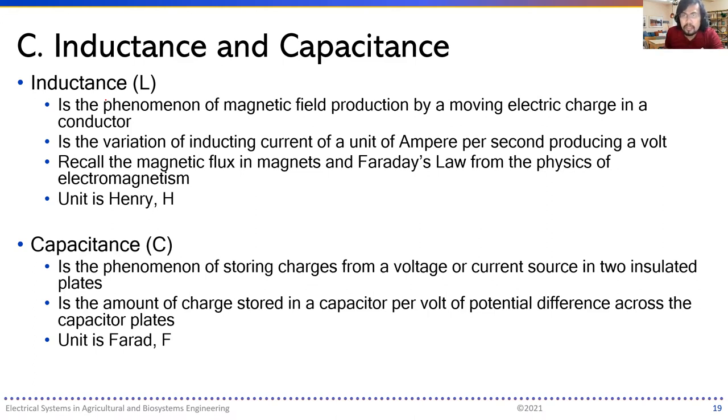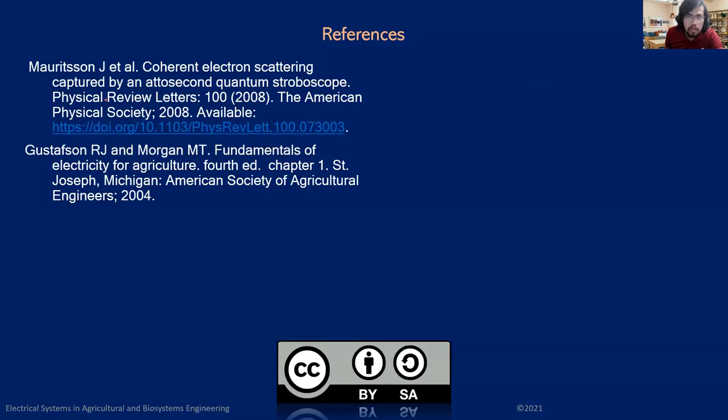All right, in the next discussion, we go to some computations using Ohm's law and Kirchhoff's laws.